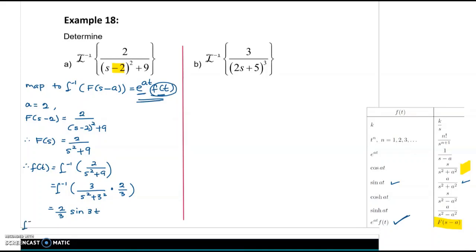Because we want to get the inverse of 2 over (s minus 2) squared plus 9, which is supposed to be exponent at. So e to the 2t times the f(t). f(t) is 2 over 3 sine 3t. Okay, to make it nicer, you can put 2 over 3 in the front. Alright, so that's for problem A.